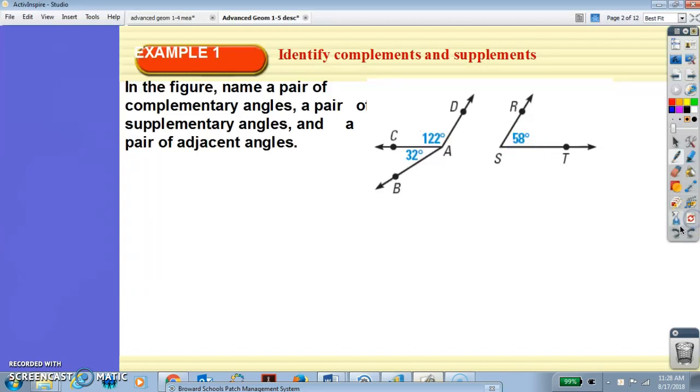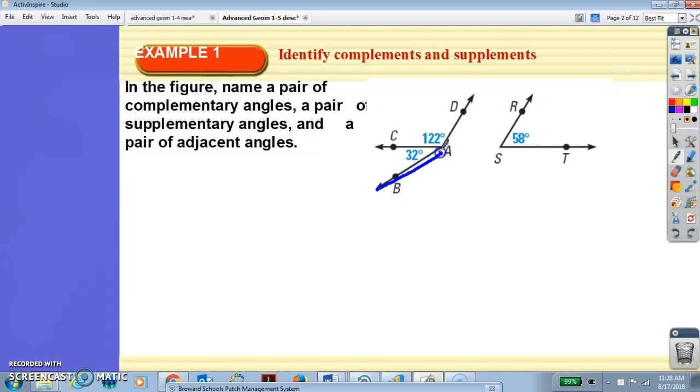Good job. How about adjacent angles? Did anyone see any adjacent angles here? Yes. CAD and CAB. Perfect. They share a common leg and vertex, but no overlapping degrees, no points in their interiors. So this angle is adjacent to this angle. Wonderful. Perfect. So let me show you something that is not adjacent.